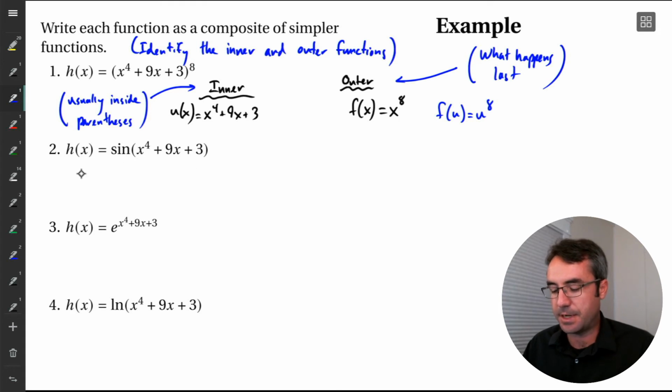Now let's look at this next one. h of x is equal to sine of x to the 4th plus 9x plus 3. We want to identify the inner function. We want to identify the outer function.